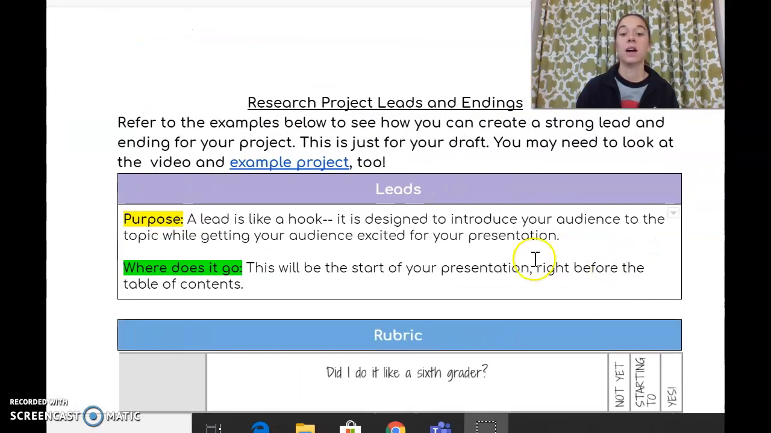Okay, so if we click here, guys, you can open up this document. So this is a resource to help you figure out what a lead and an ending is. All right, so what is a lead? First, we're going to think about that. The purpose is, it's a lot like a hook in your writing, right? So it's helping get the reader both a little bit oriented with the topic as well as excited about what you have to say. It is going to show up in your project kind of very first thing, right? So it should be right before that table of contents, the first thing that your audience will see, whether it's a video or slides or whatever you choose to do. It's going to be that first thing that they have to look at.